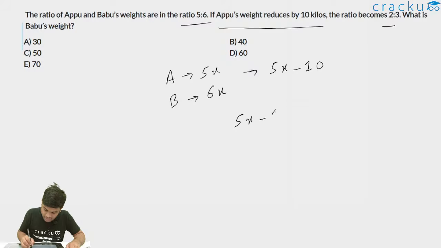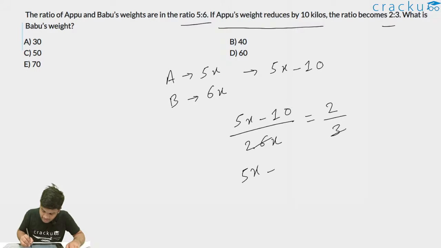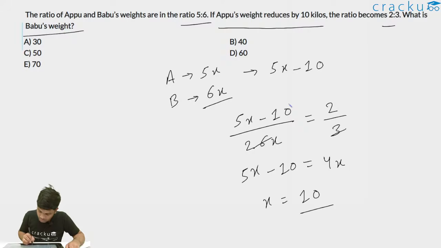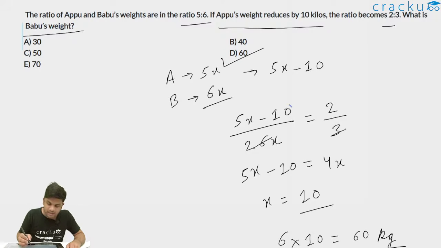So it is (5x minus 10) divided by 6x, which is equal to 2 by 3. So it will be cancelled out two times. So after cross multiplication, you will get 5x minus 10, which is equal to 2x into 2, which is equal to 4x. So from here you will get x is equal to 10, and we have to find Bapu's weight. So Bapu's weight is 6x, x is equal to 10. So it will be 6 into 10, which is equal to 60 kg. So our answer is option number D, which is equal to 60.